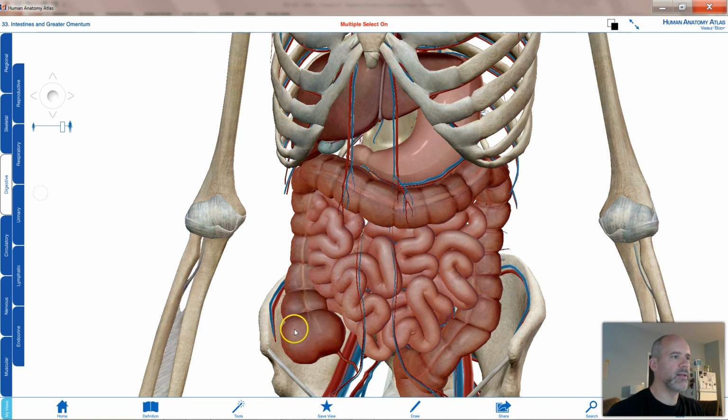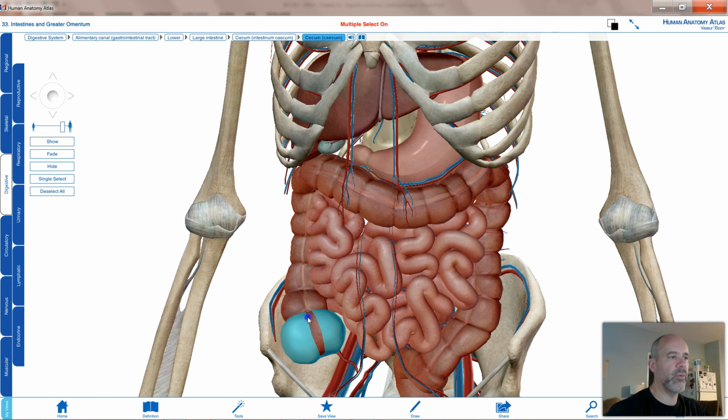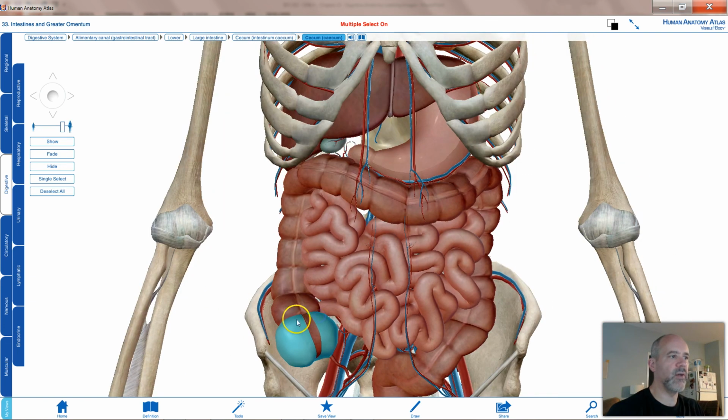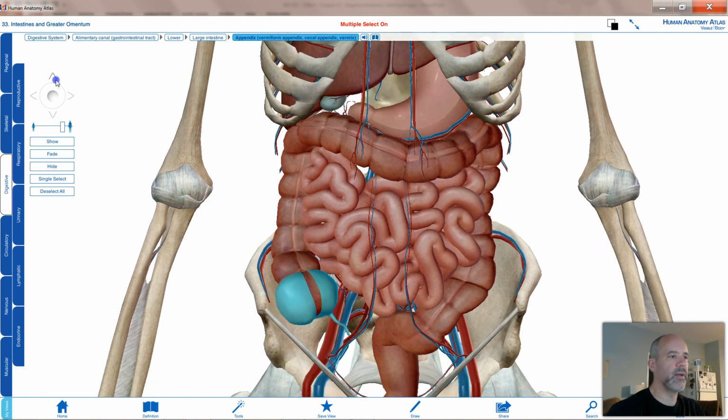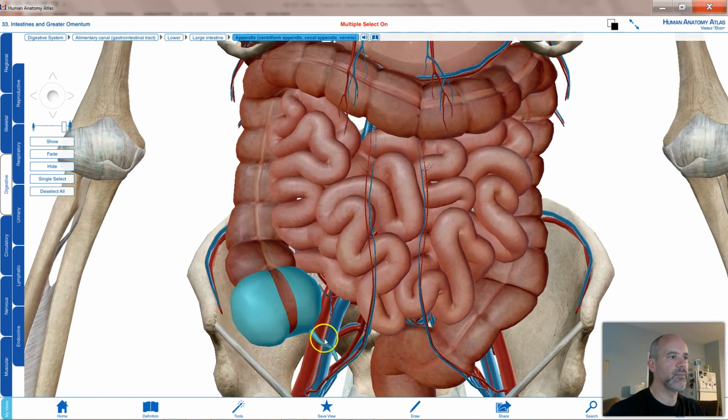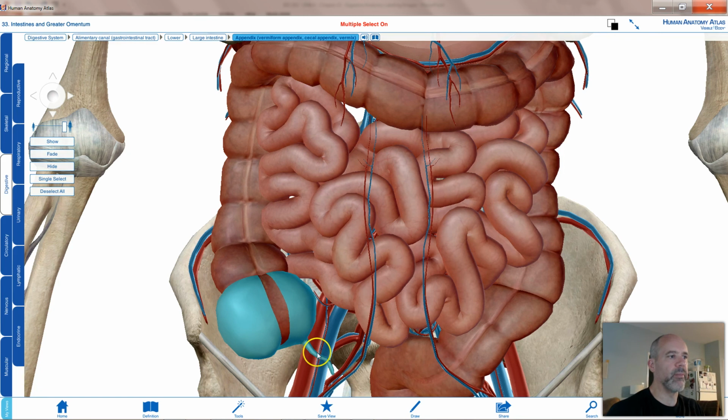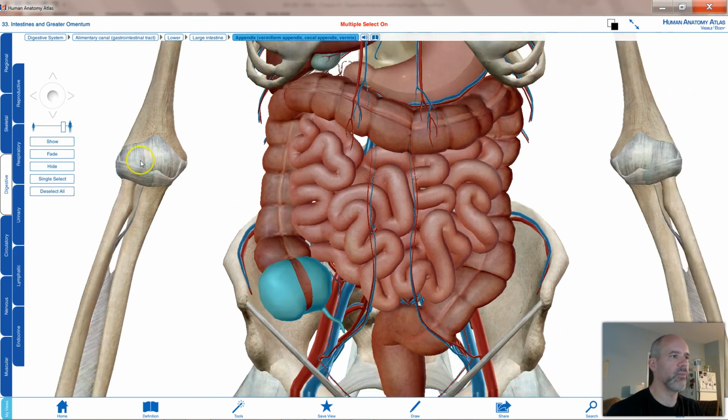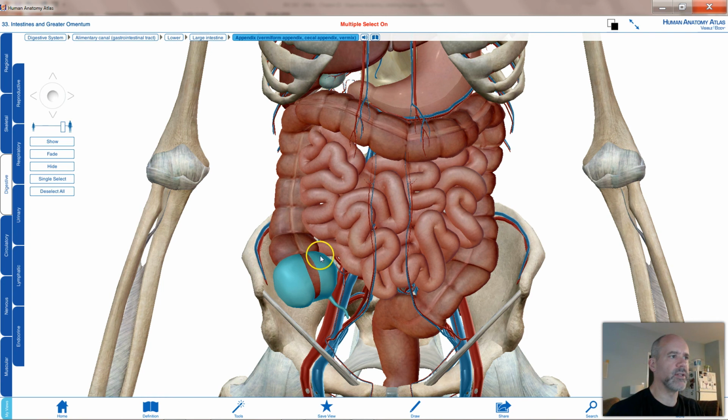All right, deselect all. The first portion of the large intestine is called the cecum that you see there. And that little tail-like appendage that's hanging off of the cecum, that is the appendix, or sometimes called the vermiform appendix. So right in there in light blue, that's the appendix.